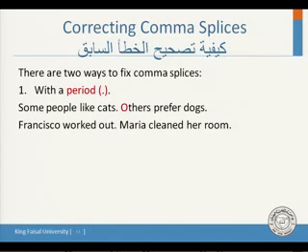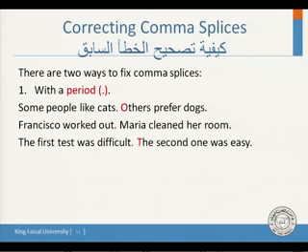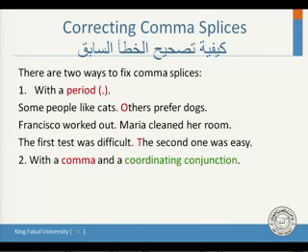Francisco worked out. Maria cleaned her room. Correct. The first test was difficult. The second one was easy. Also correct. So this is the first way to correct run-ons. It's also the first way to correct comma splices. The second way is using a comma and a coordinating conjunction. But you have to choose the right coordinating conjunction.